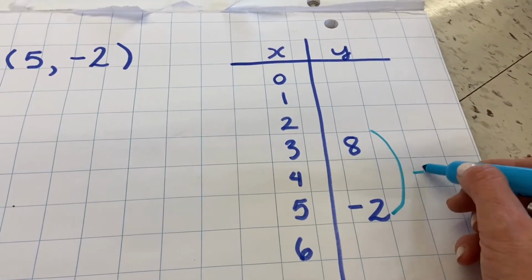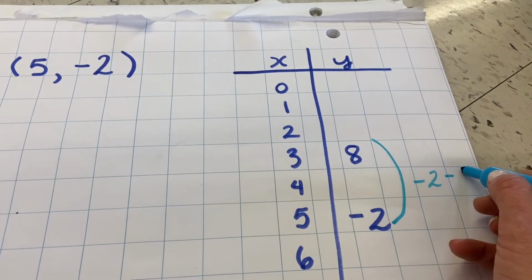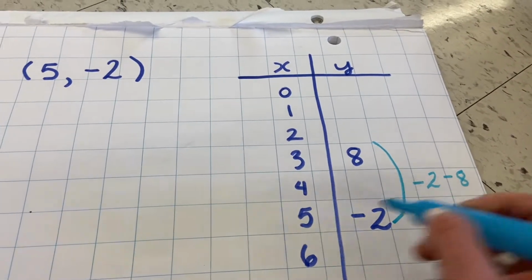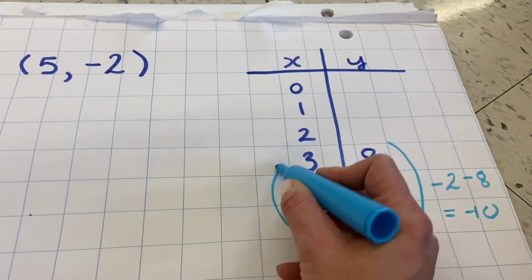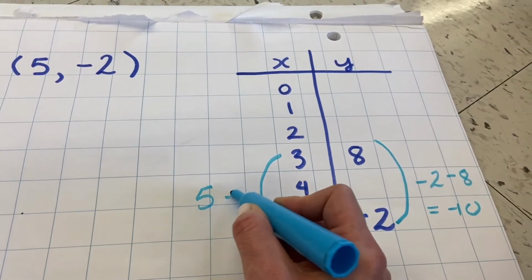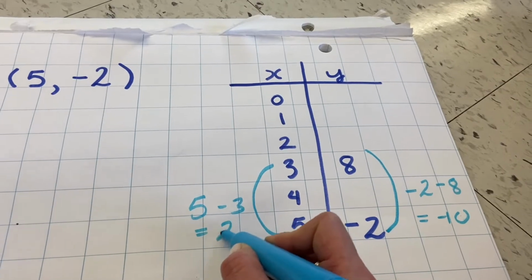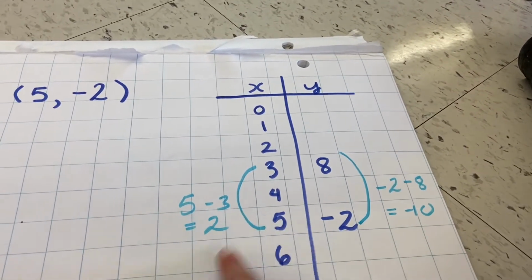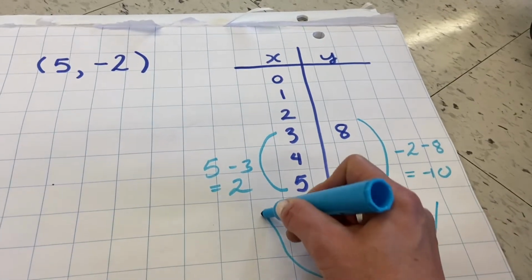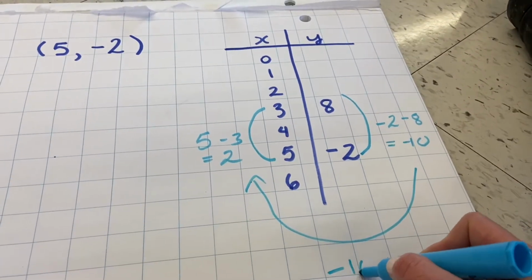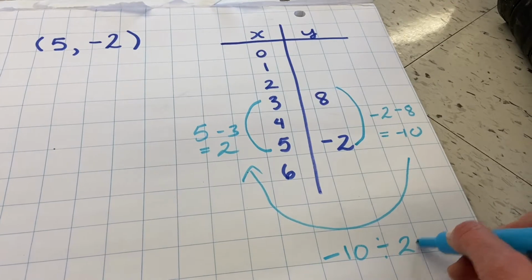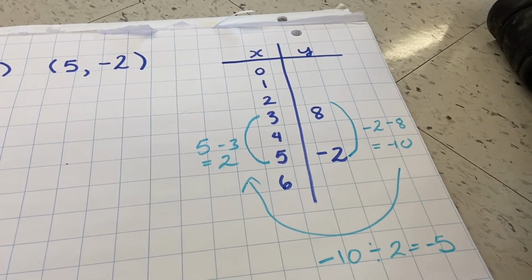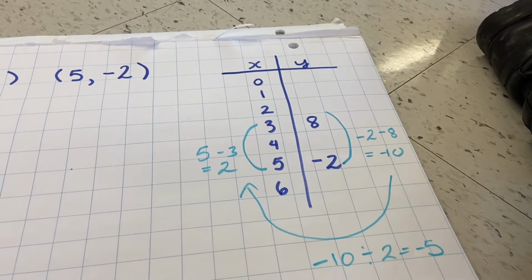I need to do -2 subtract 8, gives you -10. And then I need to subtract the x's. So 5 subtract 3 gives you 2. And then we need to do -10 divided by 2. -10 divided by 2 is equal to -5. This means that the rate of change is -5. It means it's dropping 5 each time.